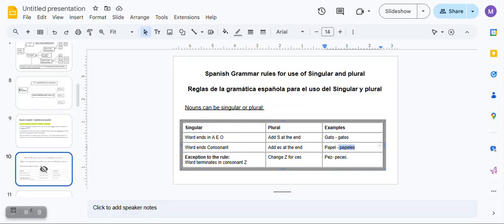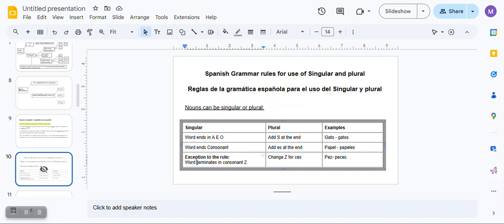So remember, the first rule is about vowels. You only add s at the end. The second rule is about consonants, and when it's a consonant, you have to add es at the end of the word. Now let's pay attention to the exception to the rule. I told you that the exception to the rule is when you should be applying the rule, but for some reason you don't. The exception to the rule for singular and plural nouns in Spanish is this one.